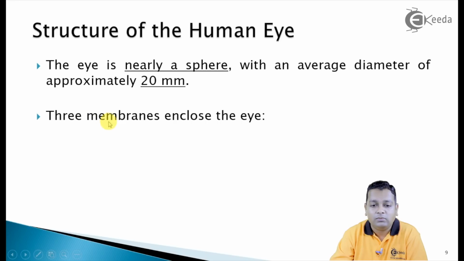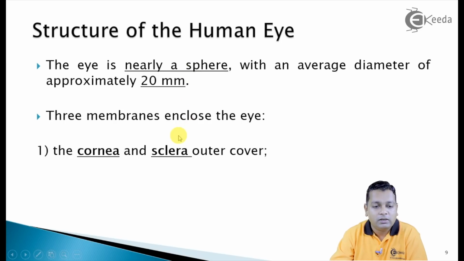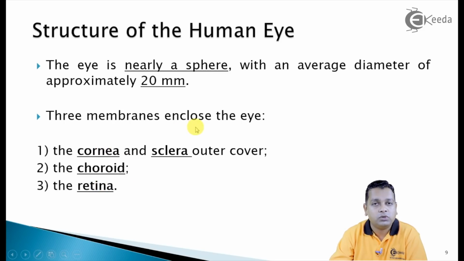There are three membranes that actually enclose the eye sphere, we can say. The first membrane is the combination of the cornea along with the sclera. These are the outer covers. Next one is the choroid, followed by the retina. So these are the three membranes which enclose the eye.